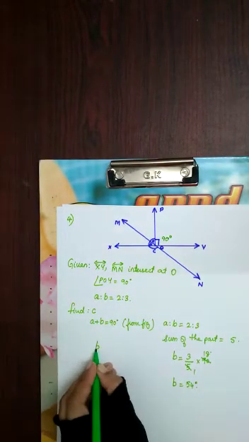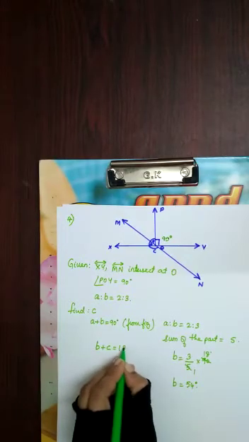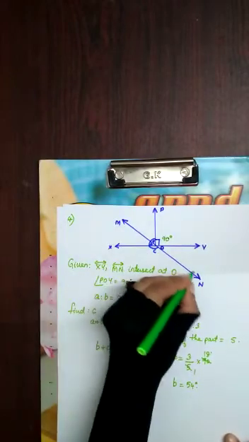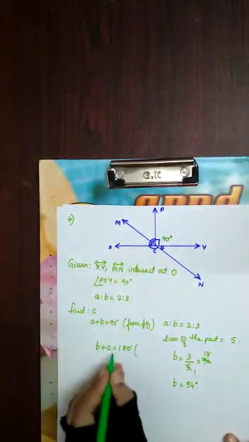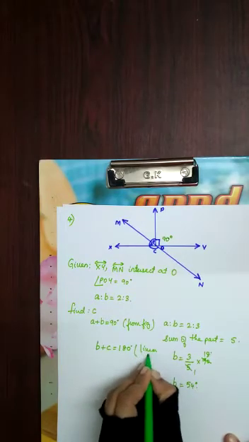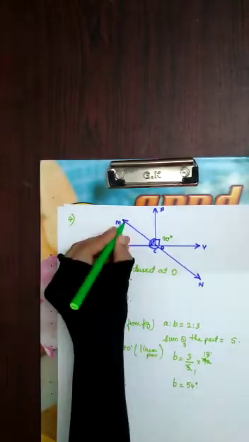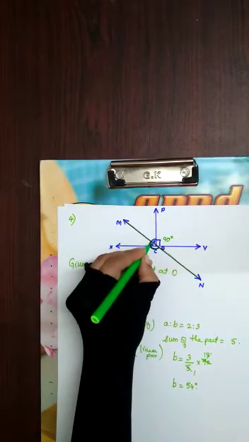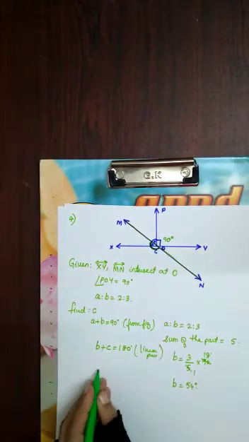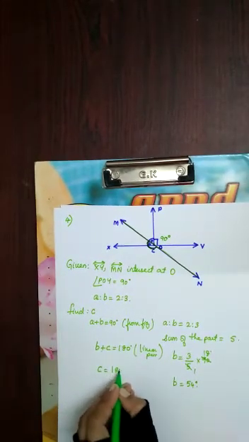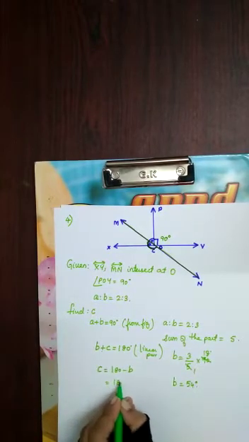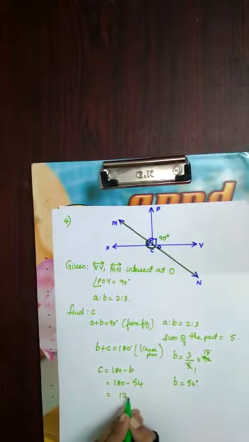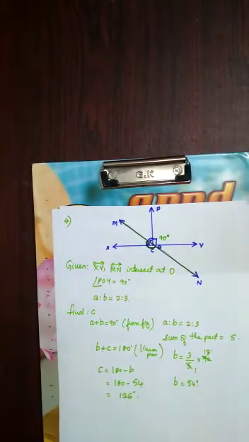Now B plus C is equal to 180 degrees. Why? See, if you observe this, B plus C is a straight line. So B plus C is 180 degrees. The reason is linear pair. This is a straight line, the angle made by them is 180 degrees. So I am writing B plus C is equal to 180 degrees. C will be equal to 180 minus B, we found it as 54 degrees. So when we subtract, we get C as 126 degrees. Is that clear, children? Okay.